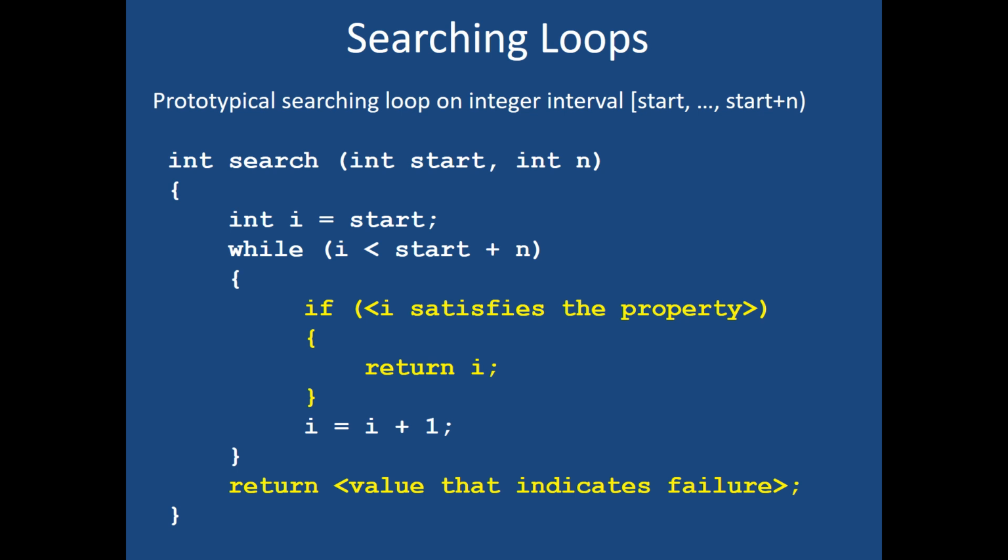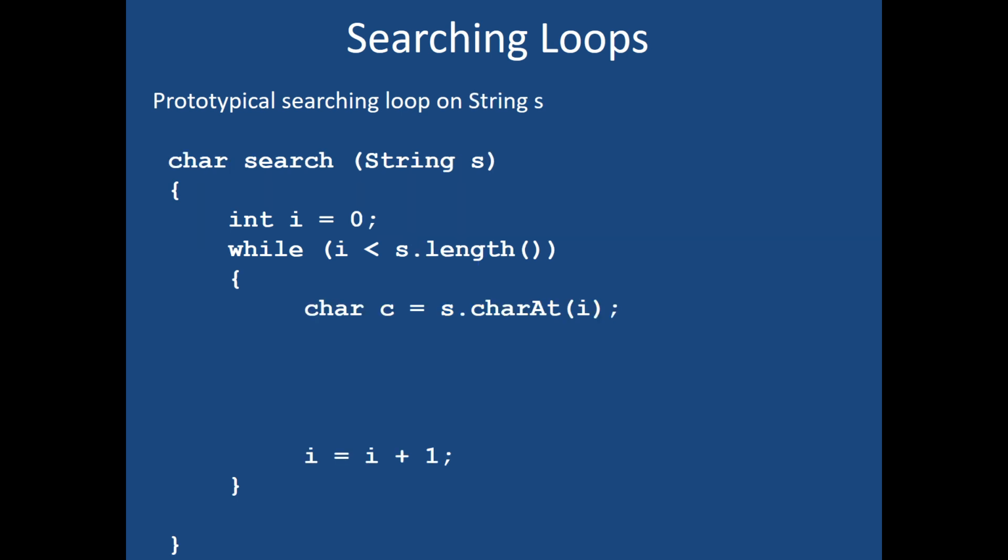Okay, so there's the searching loop on a range of integers. Now, suppose you want to search for a character in a string that has some property. So again, we start with an enumeration loop. That's the enumeration loop for strings, right? We iterate through the string. Each time through the loop, we grab a character out, and we do something with the character.